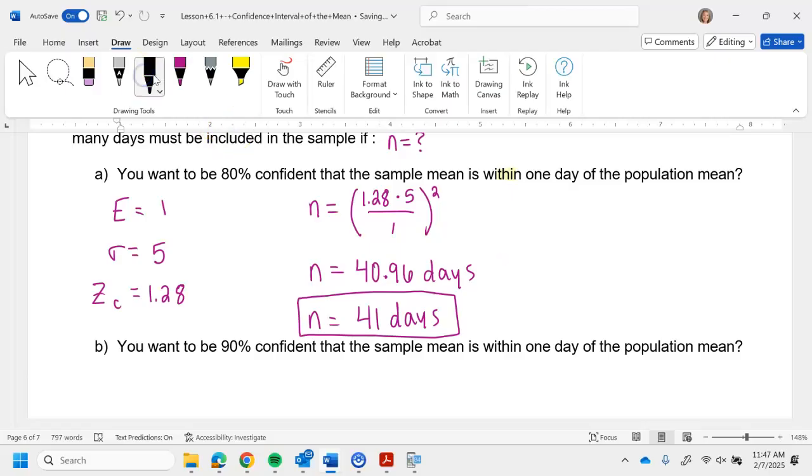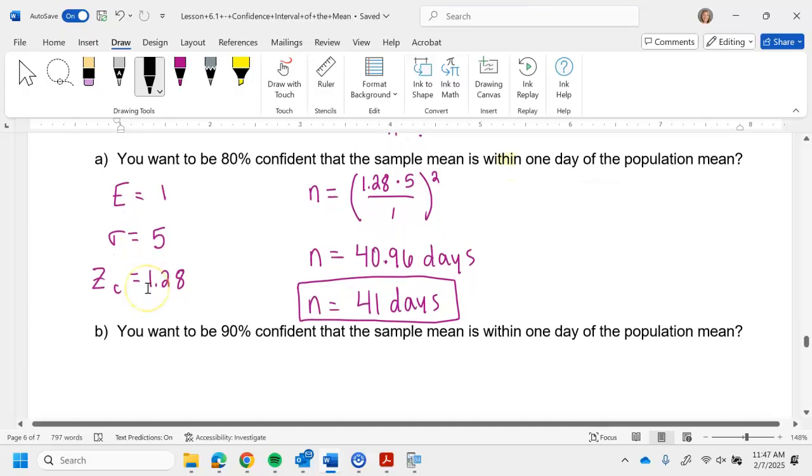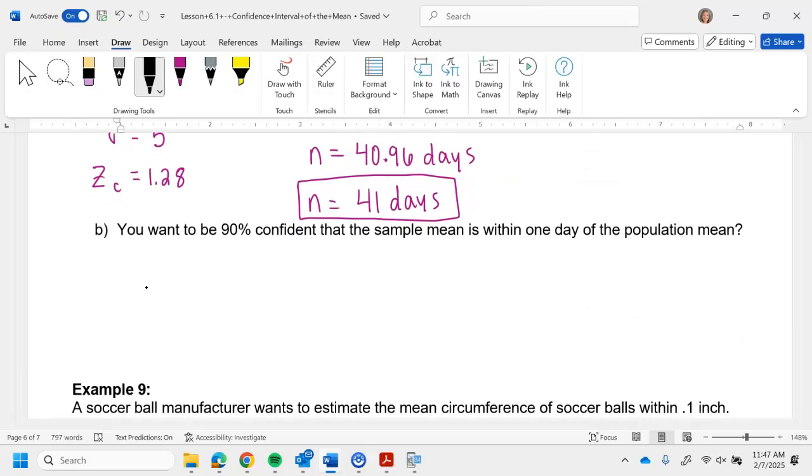Now, we took a look at what happens when you change the error, but keep everything else the same, okay? When you change the error of what you want to be within, if you make your error bigger, you don't need as many people. What happens if we make our confidence interval larger? Okay, so I'm going to keep everything the same, but let's see what happens here. So we have our error. Okay, that's still 1. My standard deviation is still 5. But now my critical value, we're talking about being 90% confident. If you flip back to that table, you'll see my critical value for 90% is 1.645.